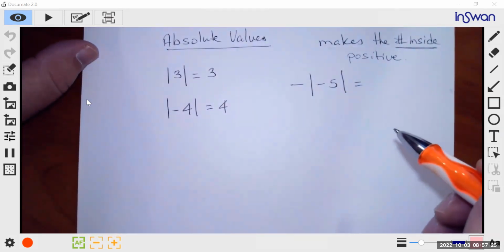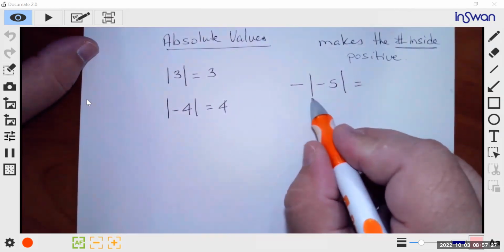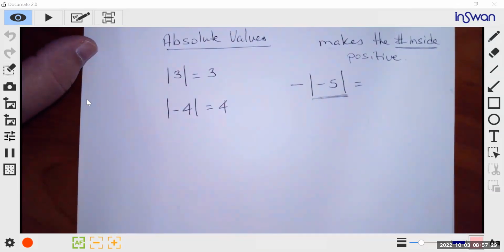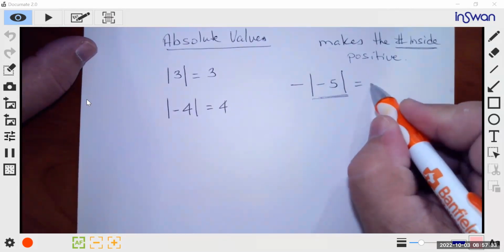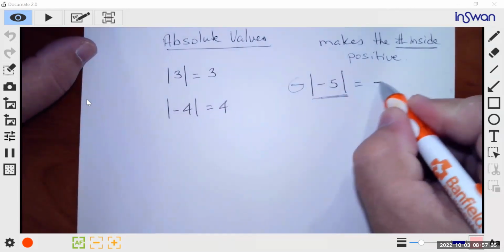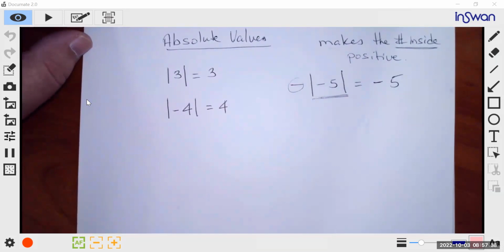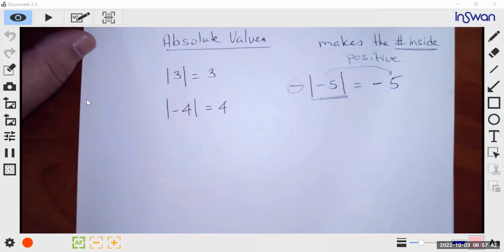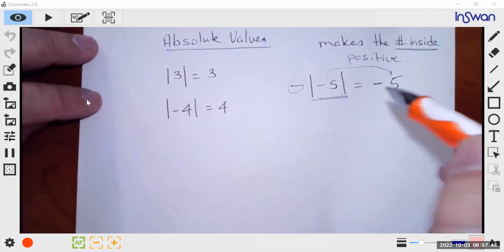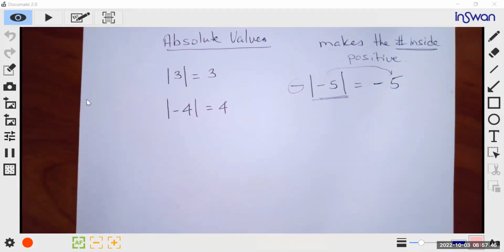What do you have to do first? Special operations. So what is the absolute value of 5? This negative stays there. So that becomes 5, and now the answer is -5. It only changes what's inside the operation.